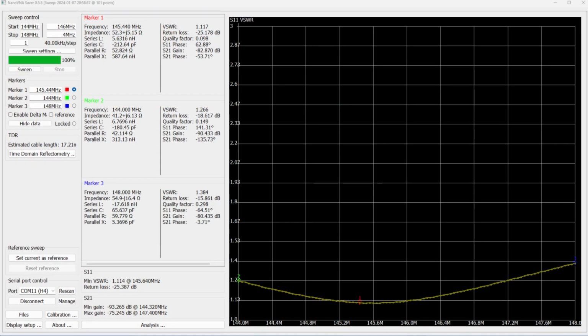Okay, here are our results. From the graph, we're just below 1.2 SWR at 144, and about 1.384, just below 1.4, at 148. In the area we were targeting, around 145, we're at about 1.117. That pretty well puts us in the ballpark of what YagiCAD said. Not exactly, but darn close. Very usable across the band for not only receiving but transmitting. Very happy with the outcome of this.